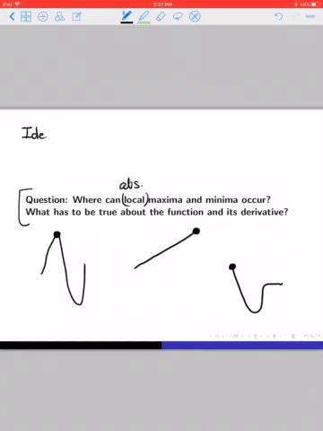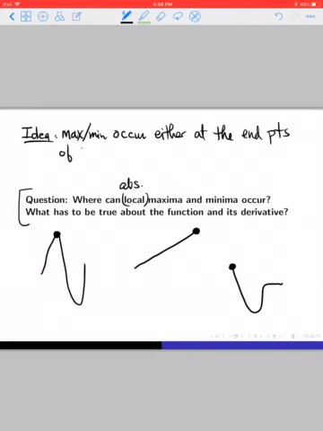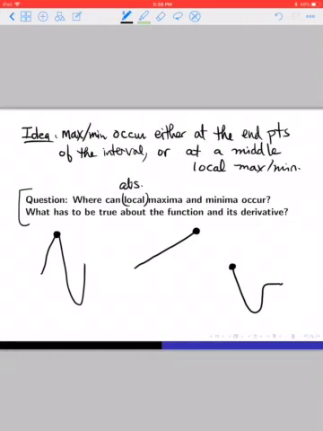And so our idea might be that max, min occur either at the endpoints of the interval or at a middle point, at a middle local max or min. So, okay, that seems pretty good. And now let's think again.